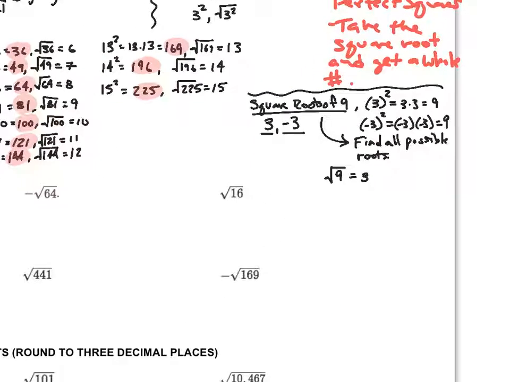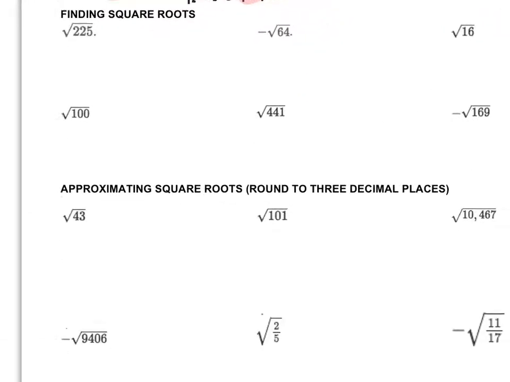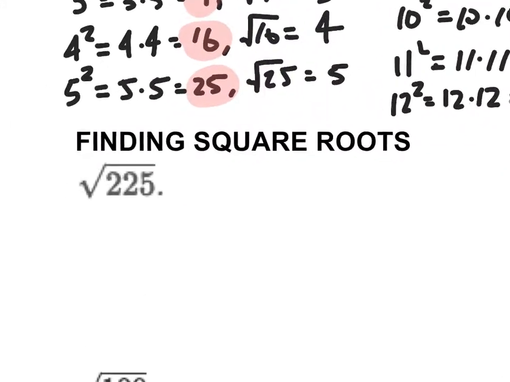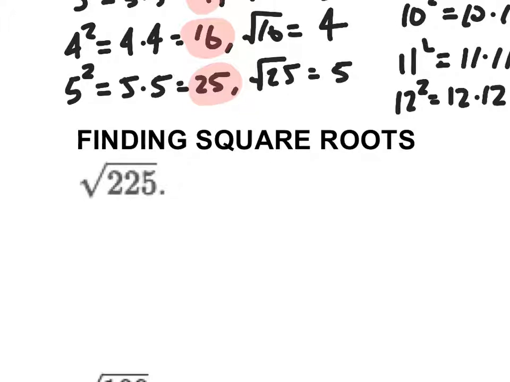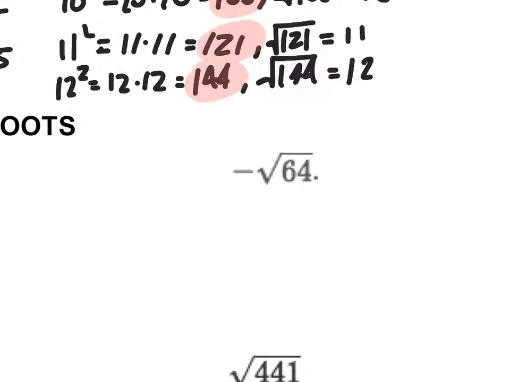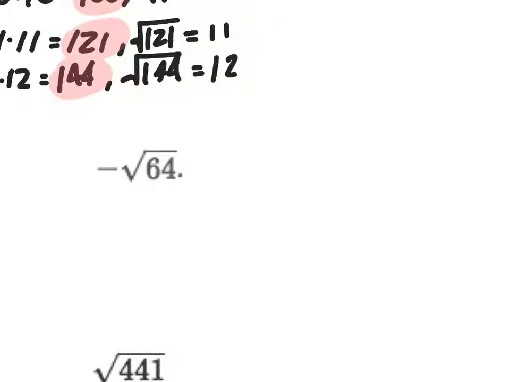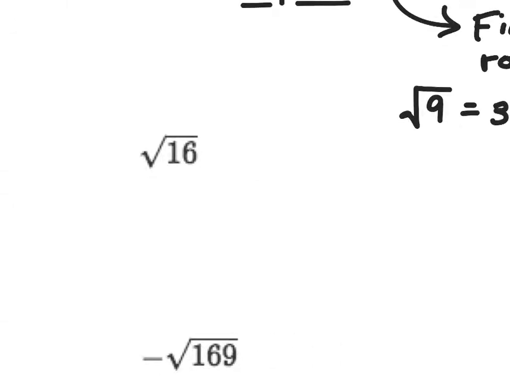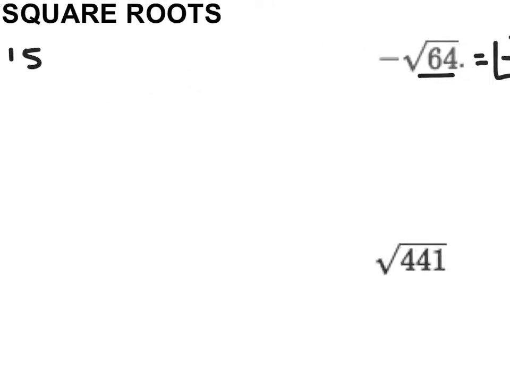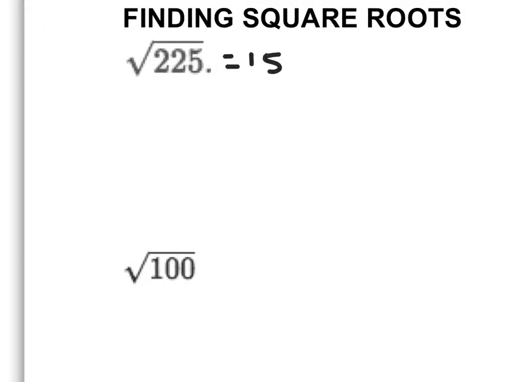All right, so let's go ahead and answer some of these questions. The square root of 225, we know that to be 15. We found that out before. The square root of negative 64 means that I'm going to get negative, the square root of 64 is 8, so my answer is negative 8. The square root of 16 is just going to give me 4, two numbers that multiplied give me 16. The square root of 100 is just going to give me 10.